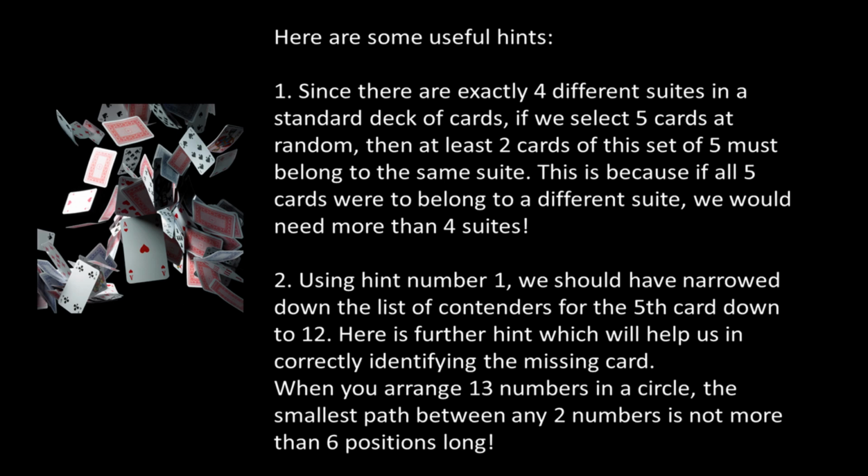card down to 12. Here is a further hint which will help us in correctly identifying the missing card. When you arrange 13 numbers in a circle, the smallest path between any 2 numbers is not more than 6 positions long. Take a moment to try and figure out the solution. You may pause the video if needed.